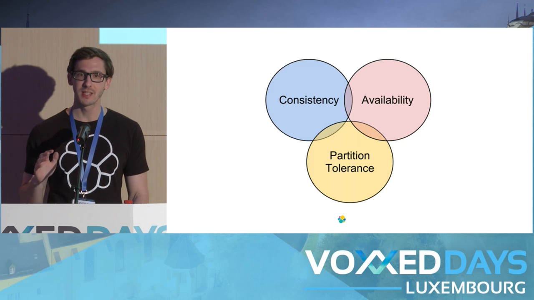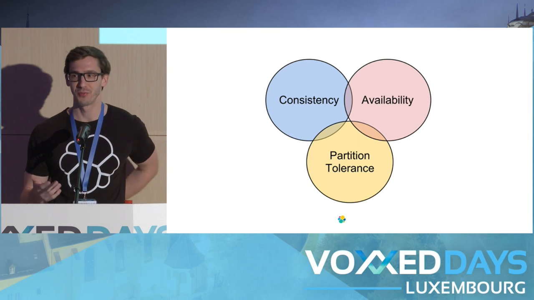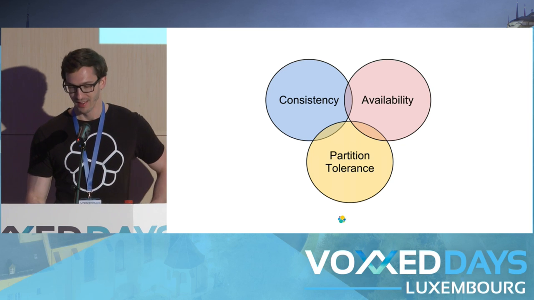Though it's not guaranteed that you're getting two of these properties. If you design your system badly, you might get only one of these attributes or zero. It's kind of the trade-off, which can always happen.